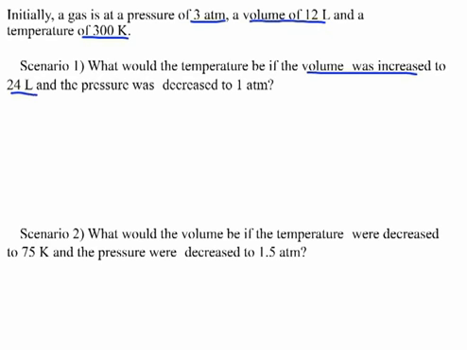So from 12 liters up to 24 liters, that is an increase in volume by a factor of 2. Okay, what would that alone do to the temperature? That alone would also increase the temperature by a factor of 2. So if the temperature was originally 300 Kelvin, we would now have a temperature doubled to 600 Kelvin. But we can't stop here because there's also an effect from the pressure.